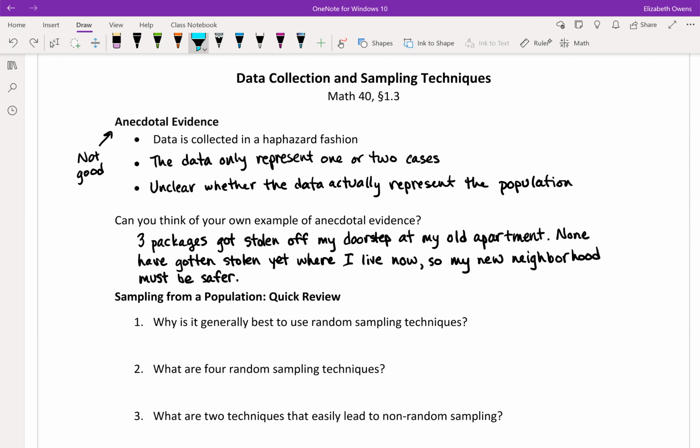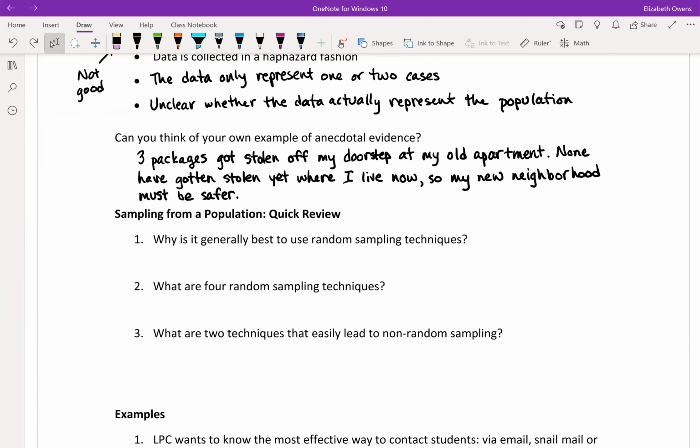Anecdotal evidence is not enough. Okay, so see if you can think of your own example of anecdotal evidence, like some story or some special case you know of that may have led to a conclusion that wasn't entirely true. All right, so this is not good, not a scientific process. Let's review quickly our different sampling techniques, random sampling techniques that we've learned about, because these are good and scientific ways of getting data. So yes, these are good, or specifically, the random sampling techniques are good.